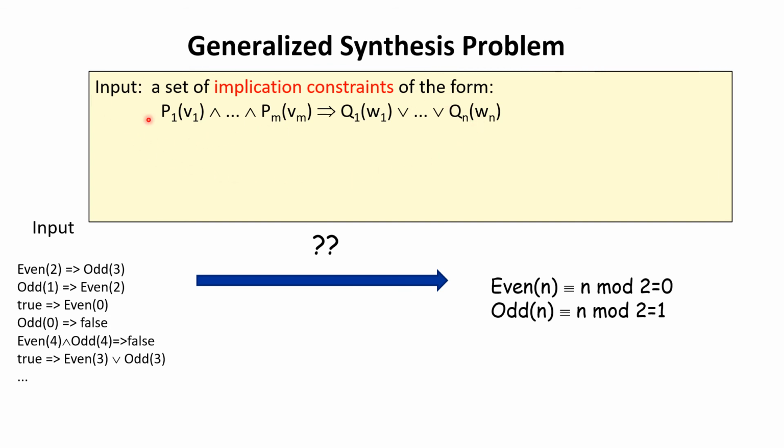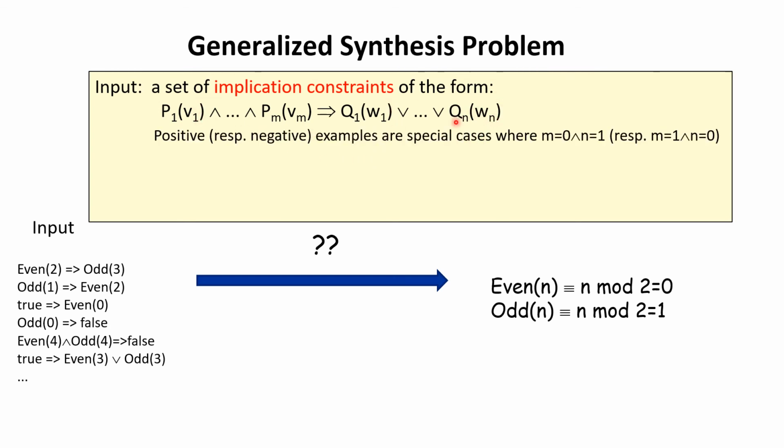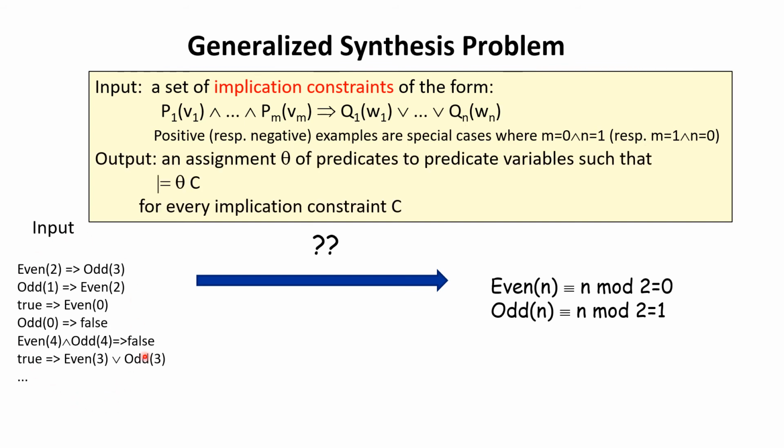As an input, we are given a set of implication constraints of this form. And this can be considered a generalization of positive and negative examples. So we are now given this kind of learning data. Okay? And then we try to construct an assignment of predicates to each predicate variable so that all the constraints are satisfied.